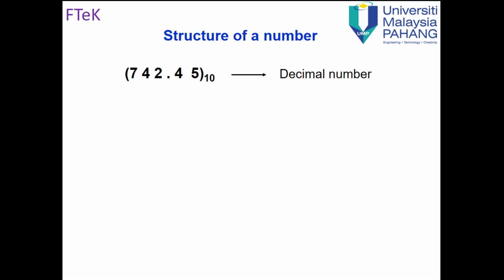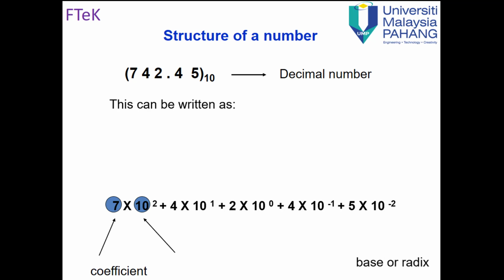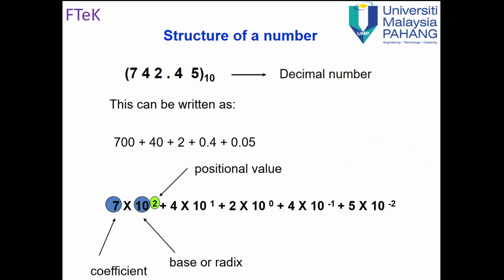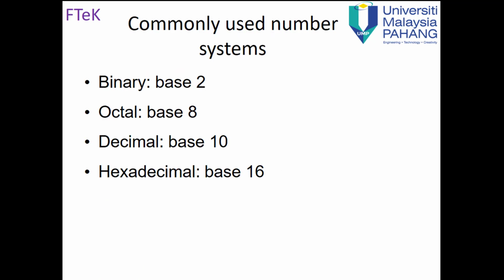These numbers are called the coefficients. The base, or radix, is the 10 in the decimal system. The power is actually the position value. So this number is like 700 plus 40 plus 2 plus 0.4 plus 0.05.